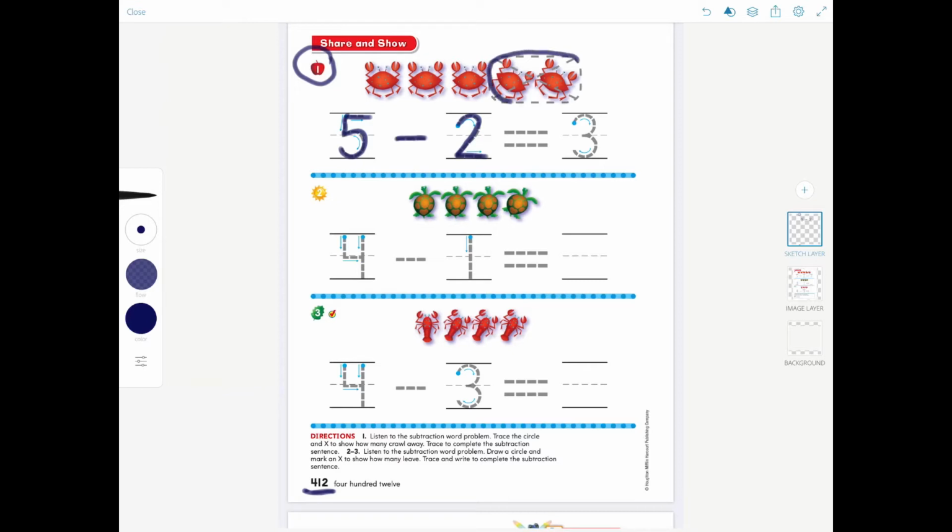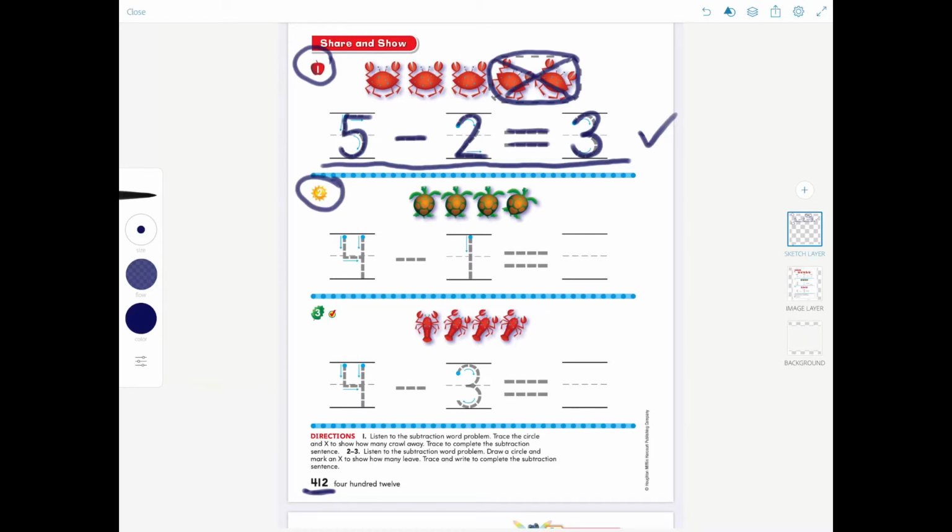I'm going to circle 2 crabs, mark them out to just remind me that those are the 2 that are gone. And then I'm equal to 1, 2, 3. So then it shows that I have 3 crabs who are left over. And the number sentence is 5 minus 2 equals 3. Good job.